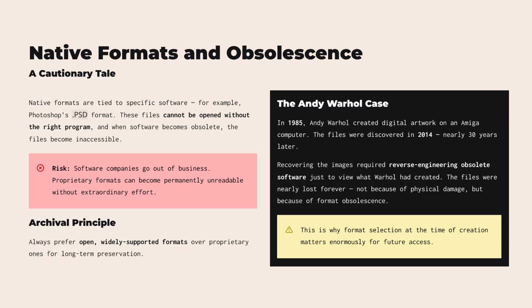Format obsolescence is a slow-moving crisis in digital preservation. The right response is to avoid proprietary formats for archival storage whenever possible, to use open, well-documented formats with broad software support, and to have a migration plan so that when formats do become obsolete, and they will, you can move your content forward without data loss.